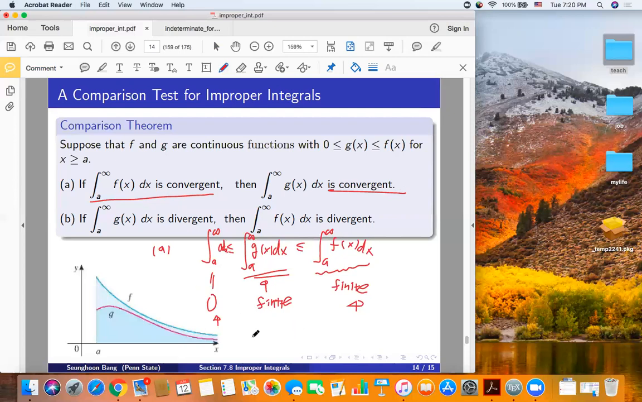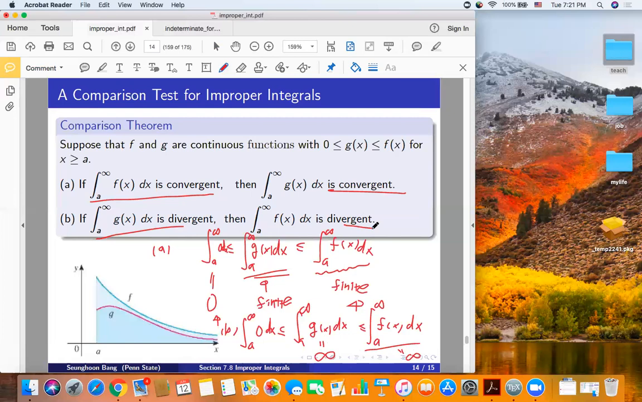Second case, same idea. This is like B. How can you do that? Take the integral from A to infinity dx of each part. What's the assumption? The integral of g of x is divergent. What does it mean? This is infinity. So the integral of f of x dx is greater than or equal to infinity. We have only one possible answer, infinity. This is also divergent. That's it.